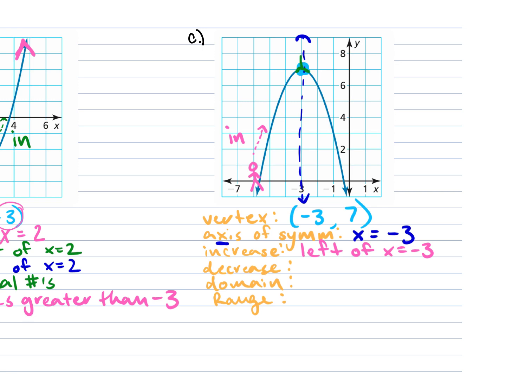Once we get to the axis of symmetry, then our direction changes. Then are we walking uphill or downhill? Downhill, so we'd be decreasing. So we're decreasing on the right side of x is equal to -3.